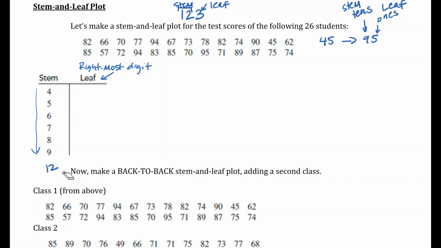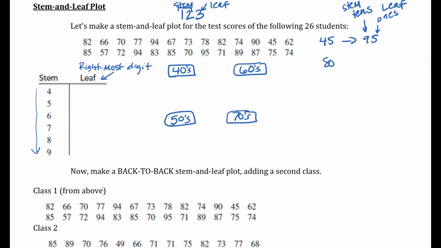So the next thing you're going to do is group the data into each stem category. So the 4 represents 40s. I'm just going to write 40s, 50s, 60s, 70s, 80s, 90s, and you can sort this using a graphing calculator. You could even use Excel if you wanted to, but for this first one, I'm just going to go through and do it by hand.